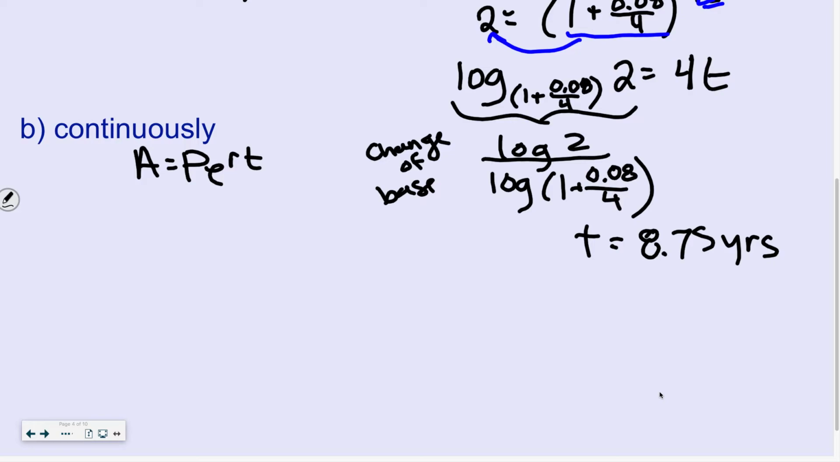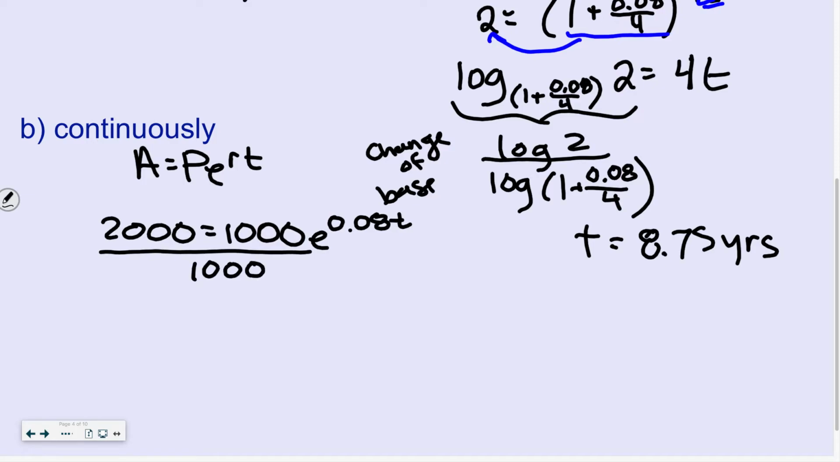Okay, now continuously I think is probably my favorite version because it's just a little bit less work to write down. So that's going to be, still the amount is 2,000 equals 1,000 e to the 0.08t. I'm going to divide by 1,000 like I did in the other problem. So some of us may be thinking of some patterns here. If you're trying to double your money, it's always going to be 2 on the other side. So you might not have to write the amount and the principal. You just know it's going to equal 2.